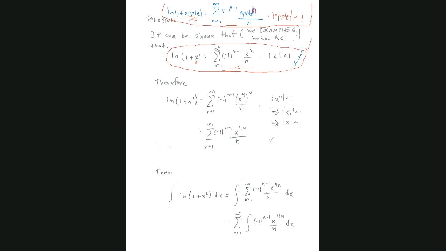We want the power series for the log of 1 plus x to the 4th. So x to the 4th I'm going to treat like my apple. And therefore, the power series for the log of 1 plus x to the 4th would be just the sum, where n equals 1 to infinity, of -1 to the n minus 1 power times x to the 4th raised to the nth power over n. The x to the 4th is my apple.